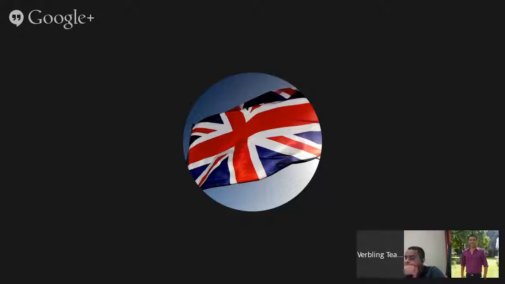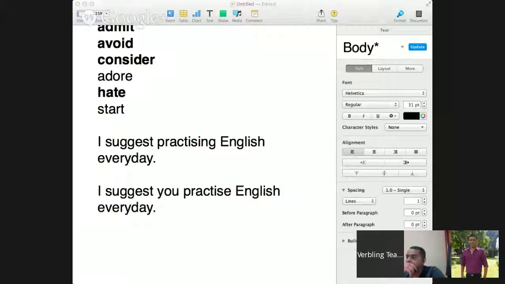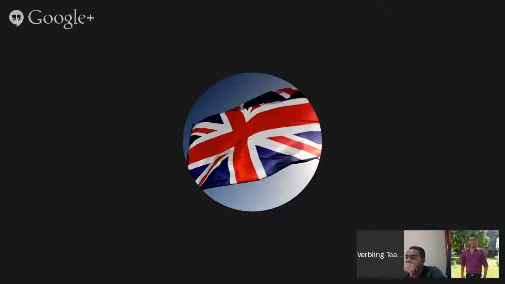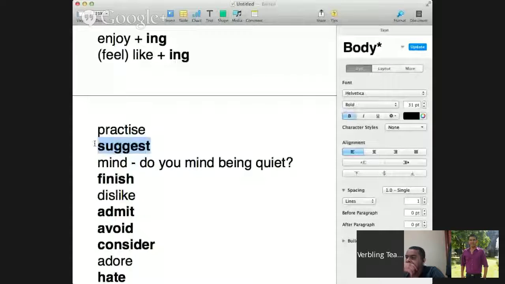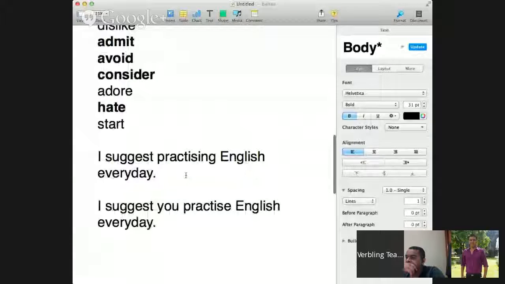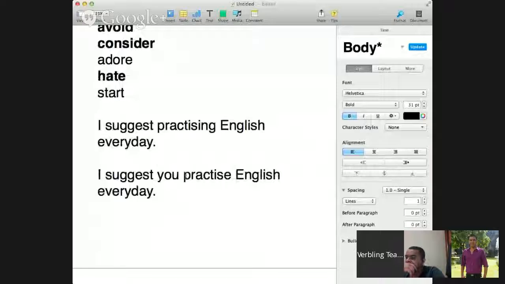So that might be something that you want to make a note of, because this confuses a lot of students with the word suggest. The same with recommend. Actually, recommend is slightly different. I'm not going to talk about that today. "I suggest you to practice English" is incorrect. You either have to use ing, or if you're going to use an object, who you're suggesting to, you've got to use the infinitive without to.